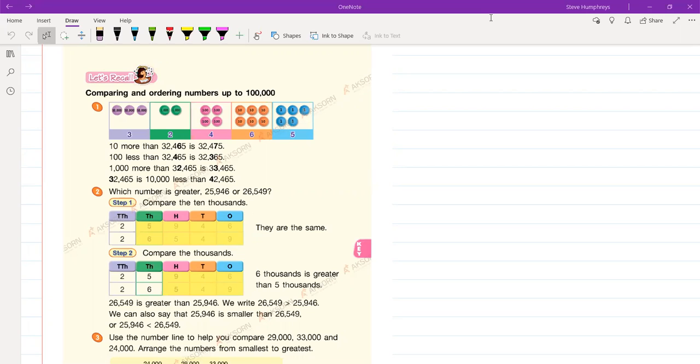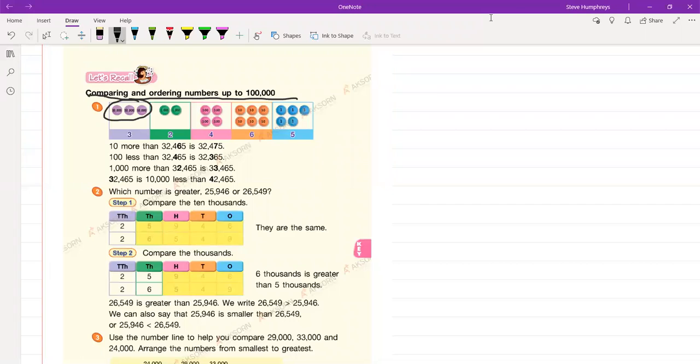We're on week 2 now, and we're looking at page 15 in your textbook. It says, comparing and ordering numbers up to 100,000. So we've got smaller numbers now. We've only got 5-digit numbers. So let's have a look at this number they give us.